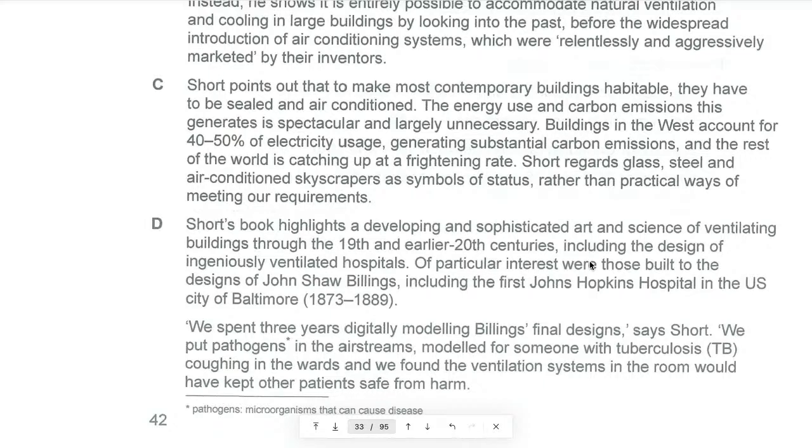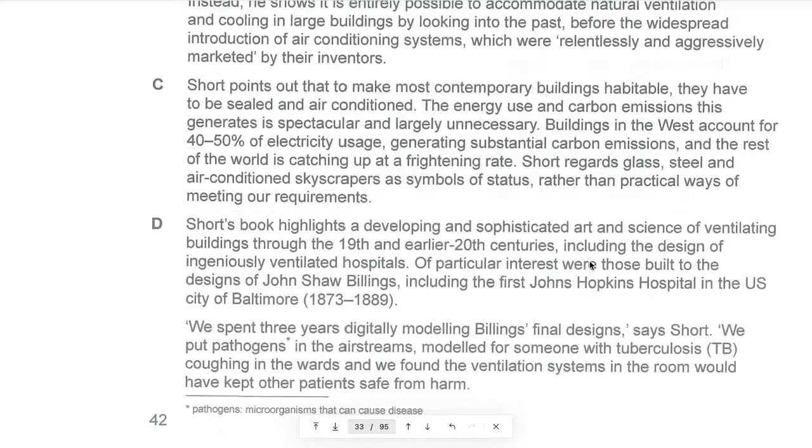Yeah, you guys almost there. So short regards glass, steel, air-conditioned skyscrapers means the skyscrapers built with glass and steel and air conditioning inside. They are there, and they are just the symbols of status. When they are built, it is not to meet our requirements, but just to say, oh, this is a very rich city, or that is the symbol of status. Just to make sure the building is really good and show the prestige or something like that. And people should admire that building. People should kind of respect that building, because it's really big. It looks really spectacular, powerful, things like that.